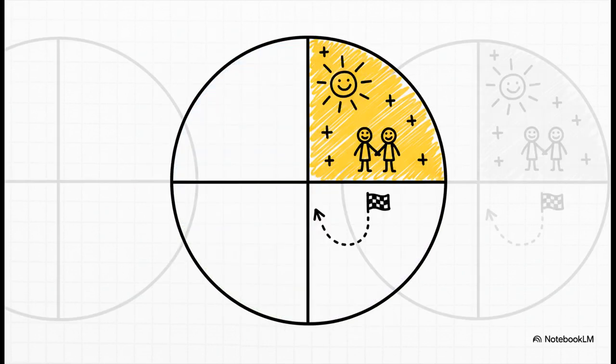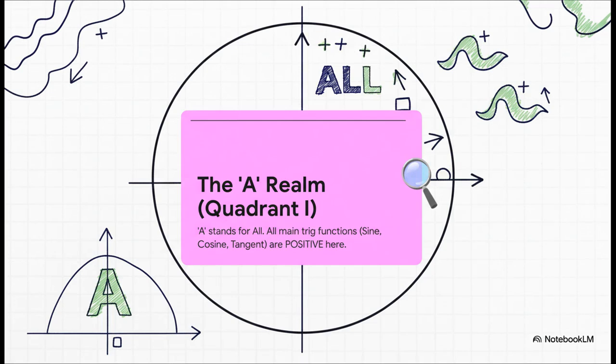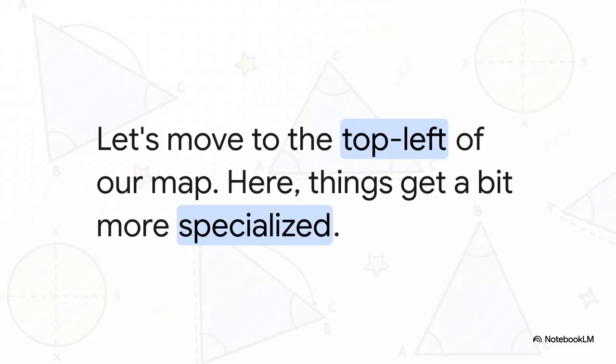Okay, first stop, realm I. That's the top right section of our map. This place is awesome. It's where everything is positive, everything works together, just total harmony. The big rule for this realm is the letter A, and A stands for all. That means our 3 main tools, sine, cosine, and tangent, the functions that help us describe all this cool movement, are all positive here. See? Total harmony. Pretty simple, right? All right, you ready to move on?